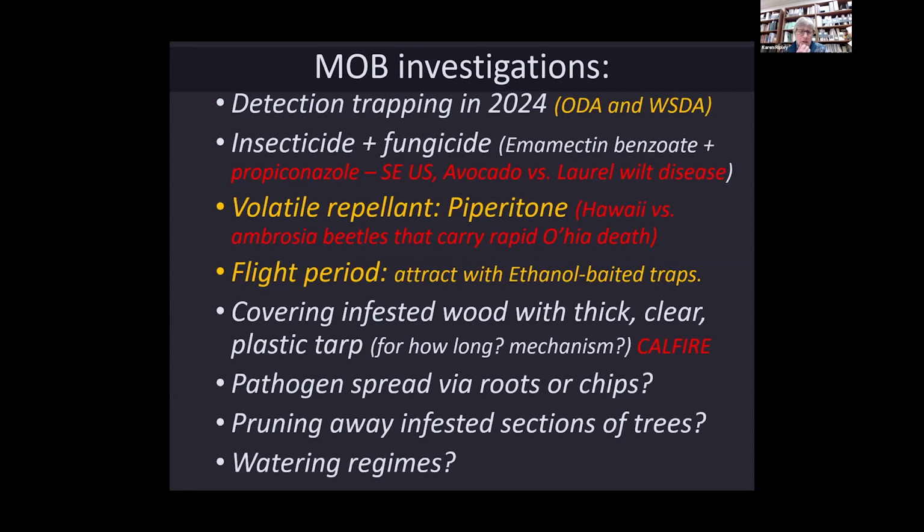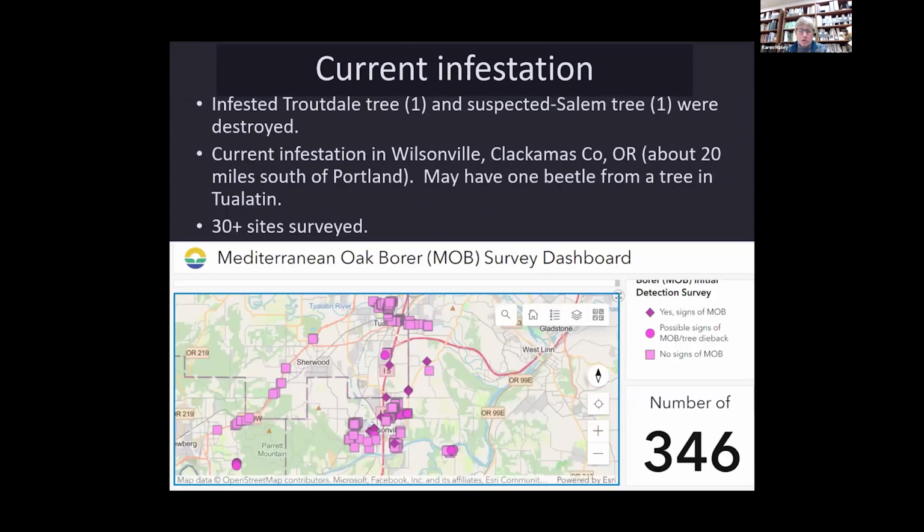Something we are doing in Oregon is testing a volatile repellent, piperitone, which is kind of an artificial menthol, and it's being used to see if we could repel trees. There's also studies of the flight period. CAL FIRE is testing whether tarping can reduce populations. The other work that's needed is whether pathogens can spread via the roots or chips, whether you can prune away infested sections of the trees, and whether water regimes will help.